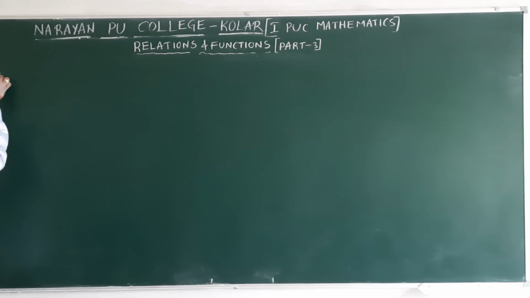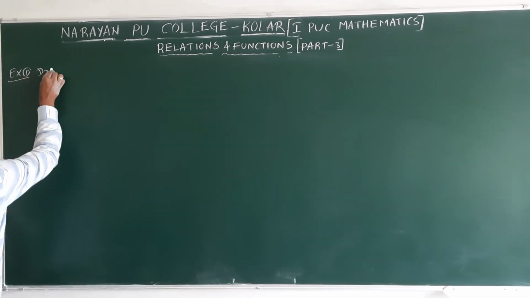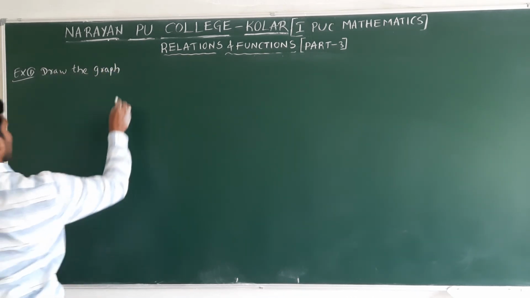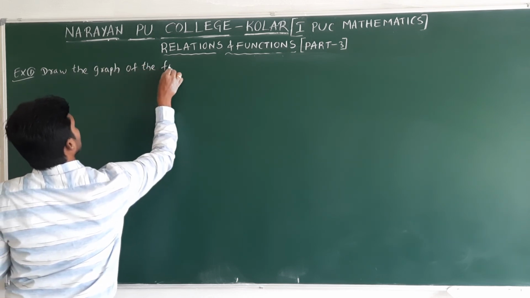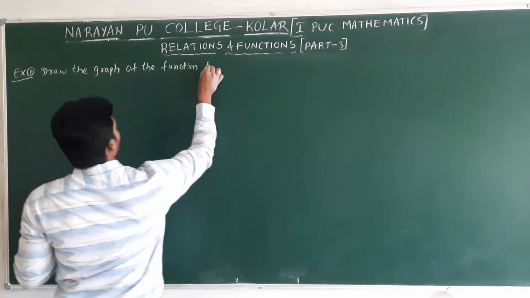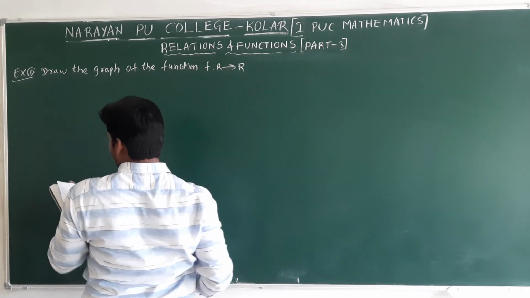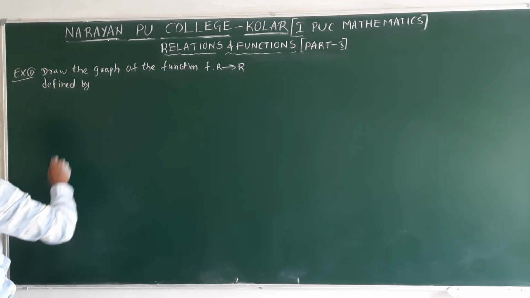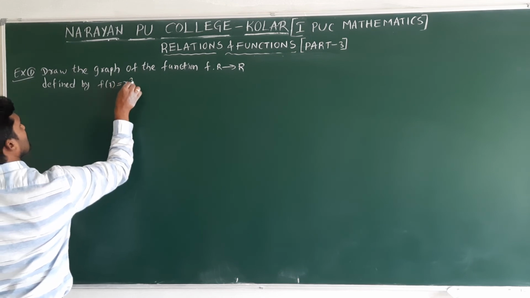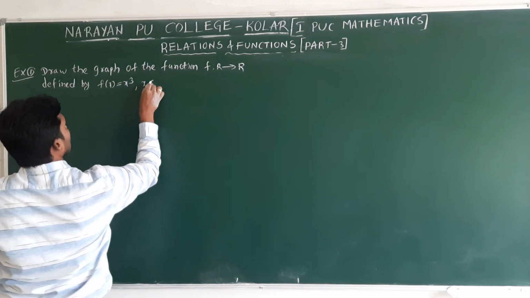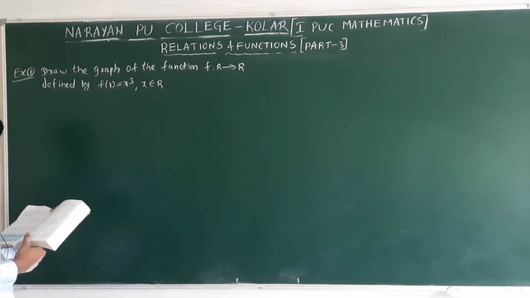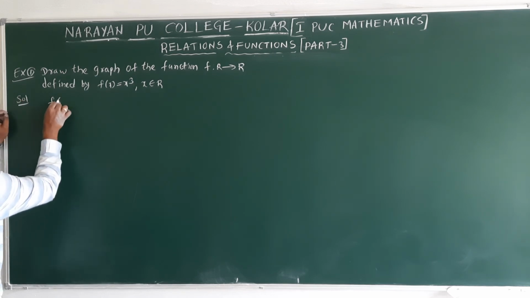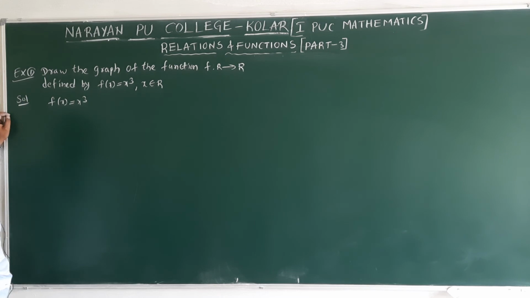Here, example 1: draw the graph of the function f maps R to R, defined by f of x equal to x cube, and x belongs to R. What is the function given? f of x equal to x cube. x is a real number.